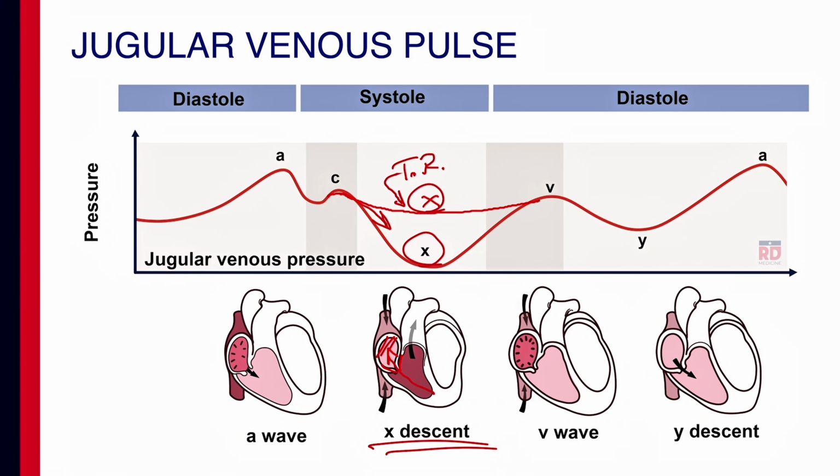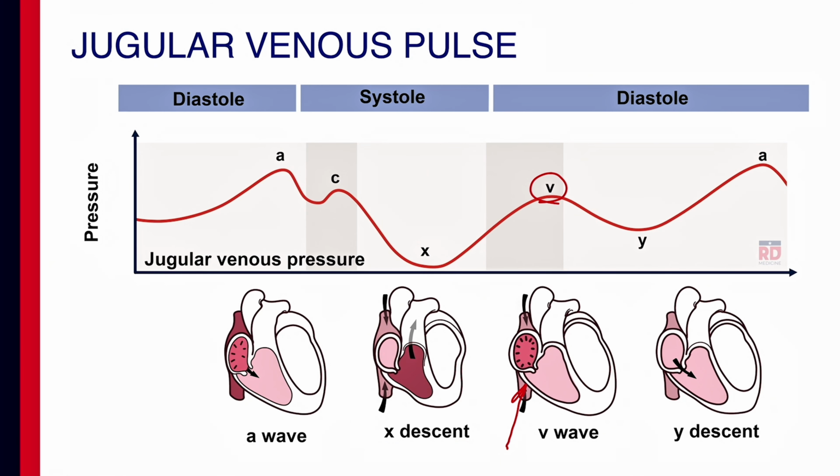V wave, this wave reflects passive filling of the right atrium. Passive filling against a closed tricuspid valve, right? During systole, remember the atrioventricular valve is closed, and I want the blood going forward, not back. So while the ventricle is ejecting, the atrium is relaxing and filling, and the venous return from the body keeps coming in, and that blood builds up until it reaches its peak, and that's your V wave.